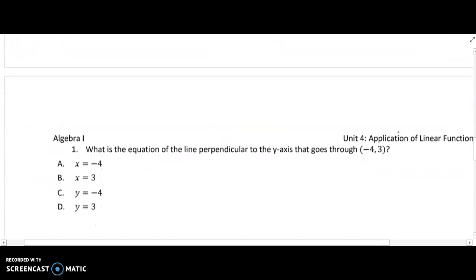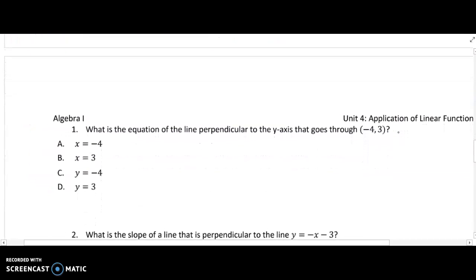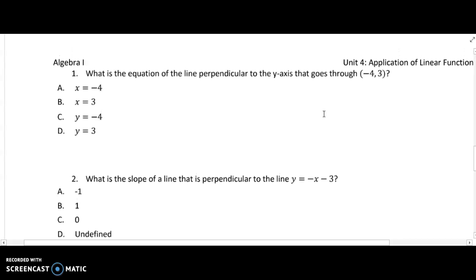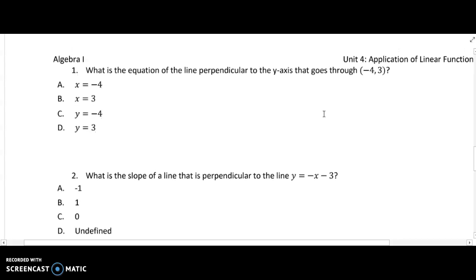Now let's flip our page over. Go to the next page. So there's some questions here. I want you to stop your video and answer these questions. Actually, just 1 and 2. Okay, just 1 and 2. Answer those 2 questions, and then we'll come back and talk about them.